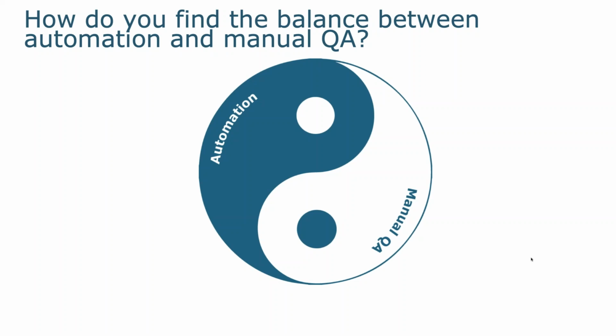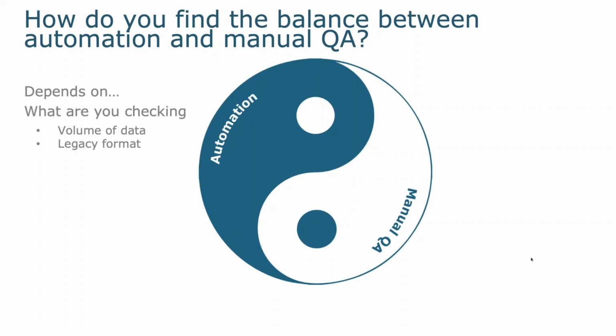So during the analysis phase and when you start to develop your QA plan, you need to document what you are going to QA and how it will be done. Especially what will be done by automation and what will be done manually. It is not that trivial to find the right balance between manual and automated QA, and it depends on a few things.